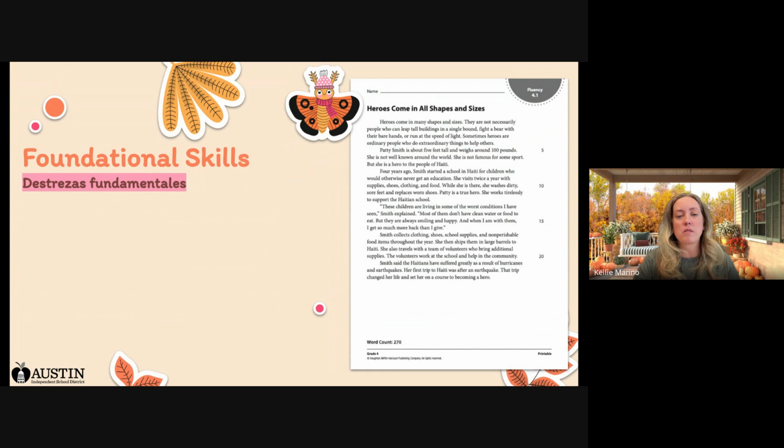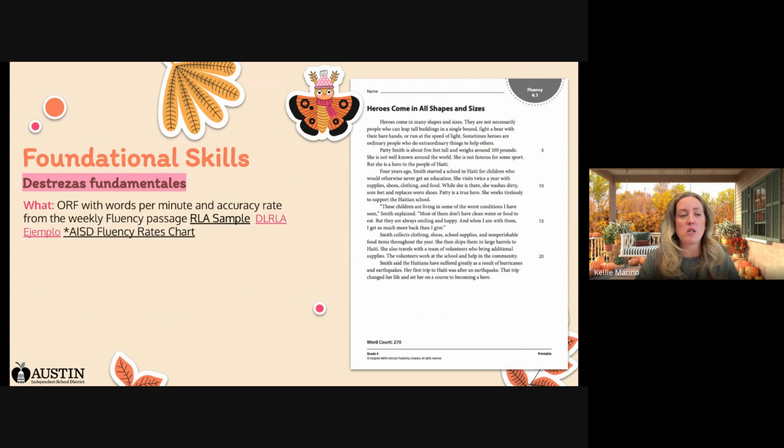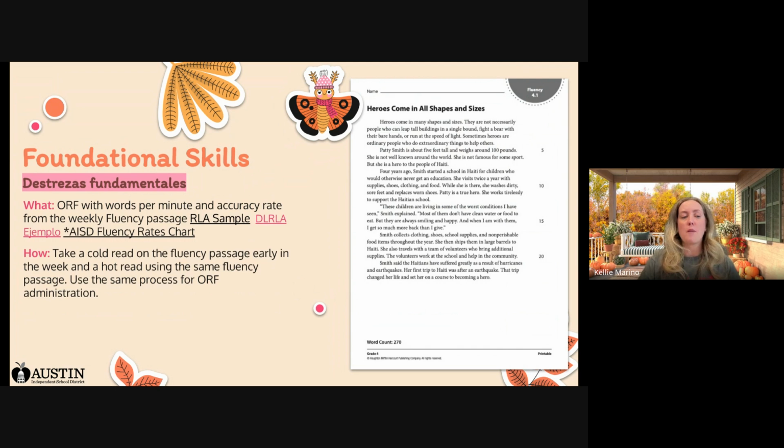Foundational skills, just use the fluency passage. And you would use the rules that we used for ORF and for the FLO to track words per minute and accuracy rates from that weekly fluency passage. How would I do this?